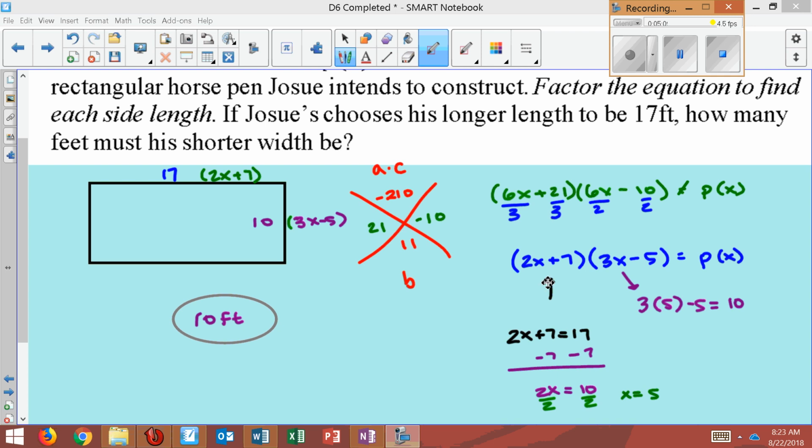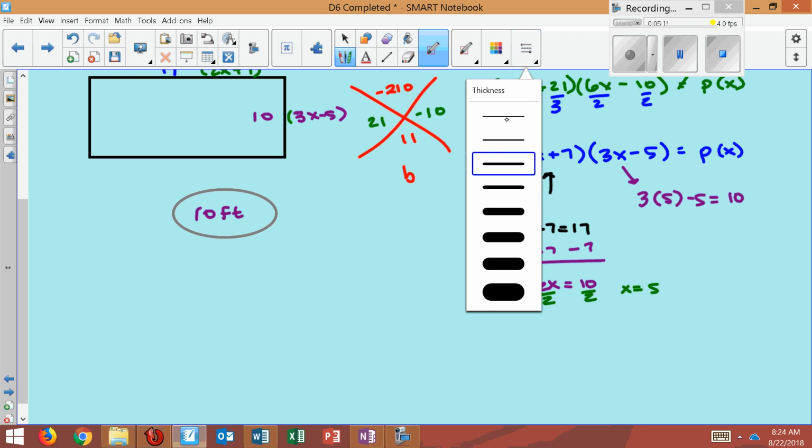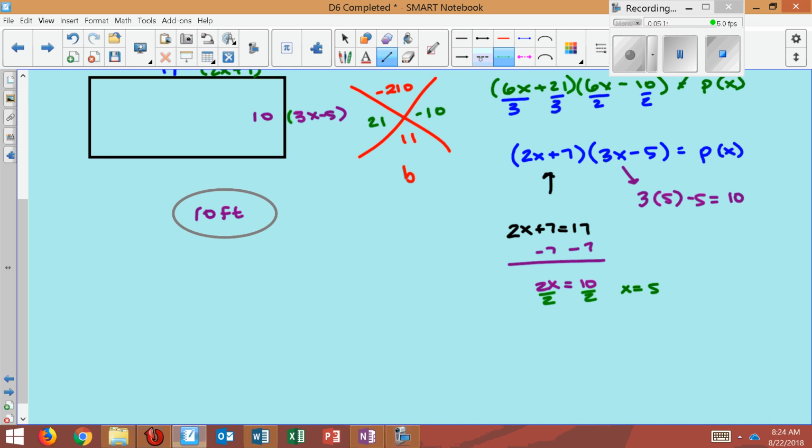Now, before I move on, someone might be thinking, okay, you just assumed this was longer. What if we would have tried the other? Well, let me show you the problem we would have run into. First, I need to get a line here to kind of divide us off. So what I'm doing now is, what if we would have chosen this side to be the longer length?